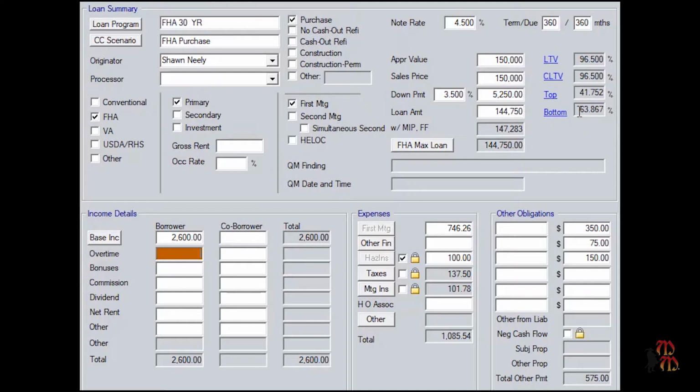So if I want to drop this down into, let's say, a target of 50%, I just start playing with numbers. 125. Make this 3.5% down. Now I'm 57%.